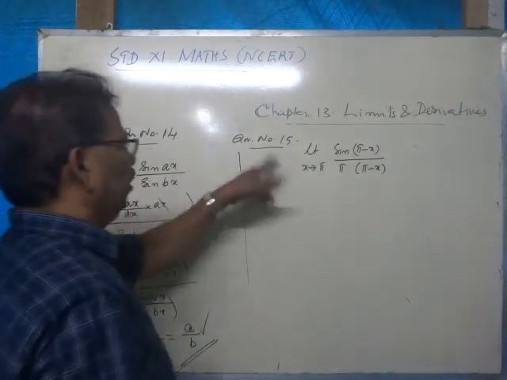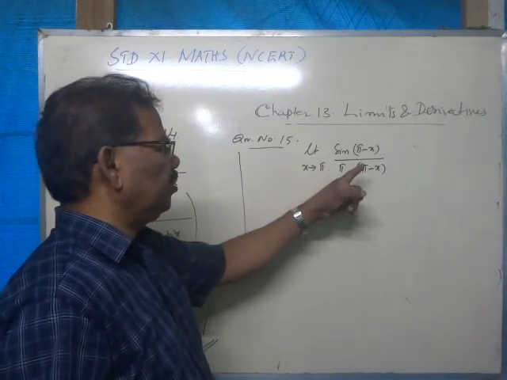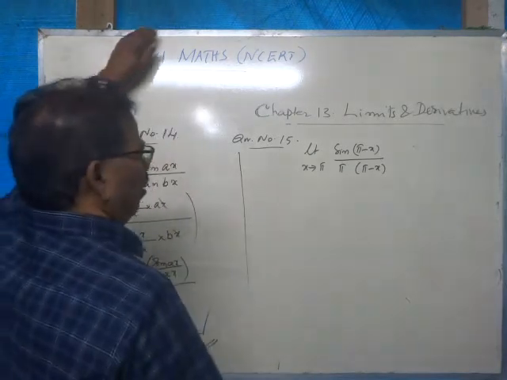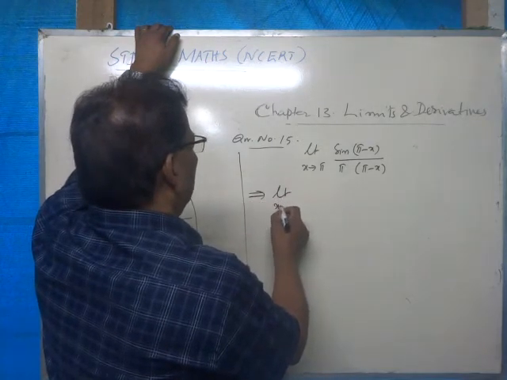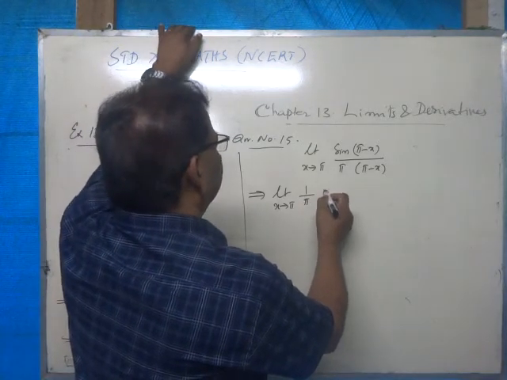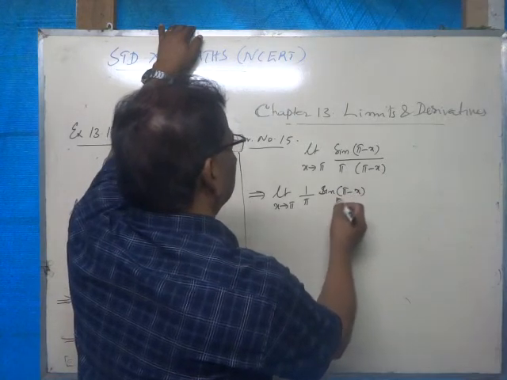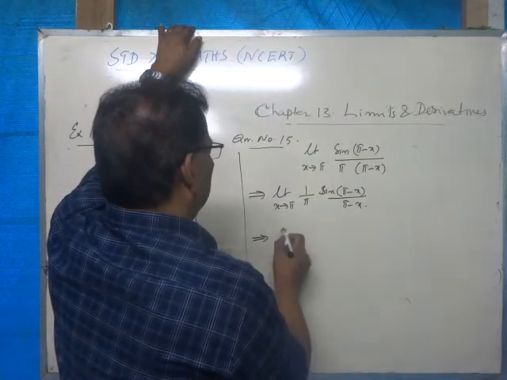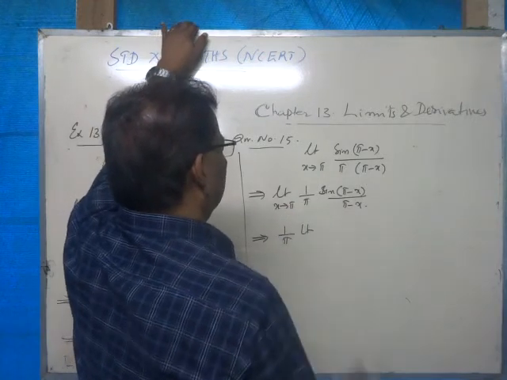And now question number 15. Limit x tends to pi sin pi minus x by pi into pi minus x. Now this can be put as limit x tends to pi 1 by pi into sin pi minus x by pi minus x, which is the same as 1 by pi limit x tends to pi.